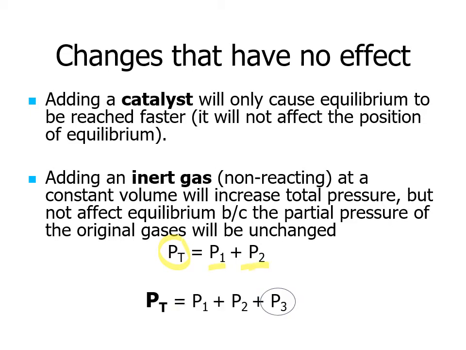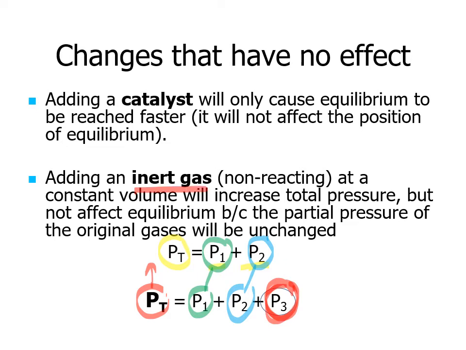So yes, adding an inert gas, so let's say we added in gas number 3 here, it would add pressure. It would increase the total pressure of the system. But according to, let's say, that reactant there and this product here, their pressure is exactly the same. Their individual gas pressures have not changed. The total pressure changed because the third particle, the inert gas, might have increased the total pressure of the system.